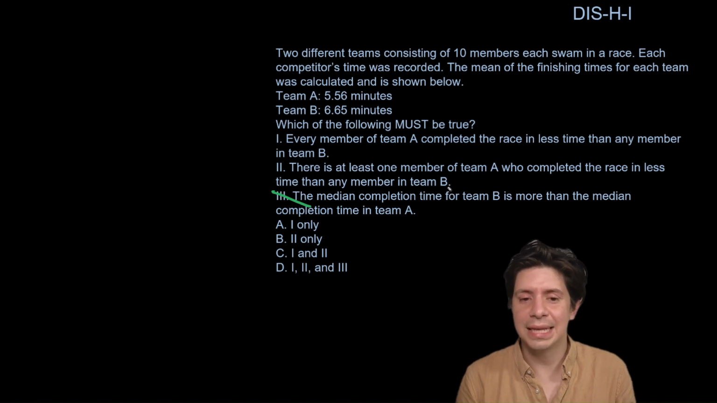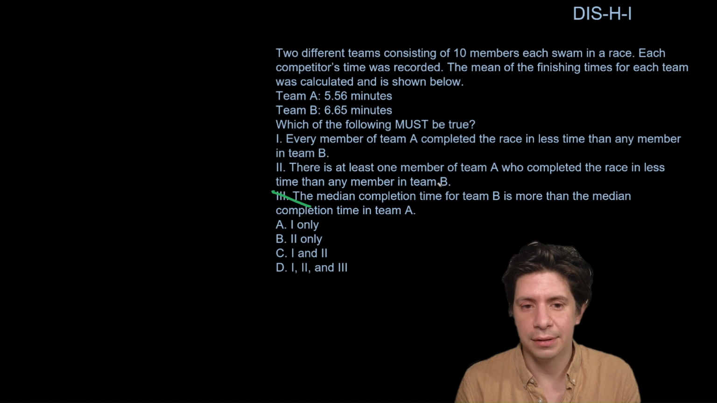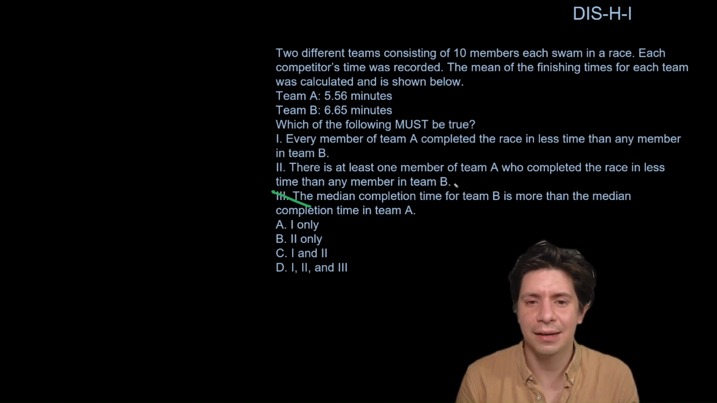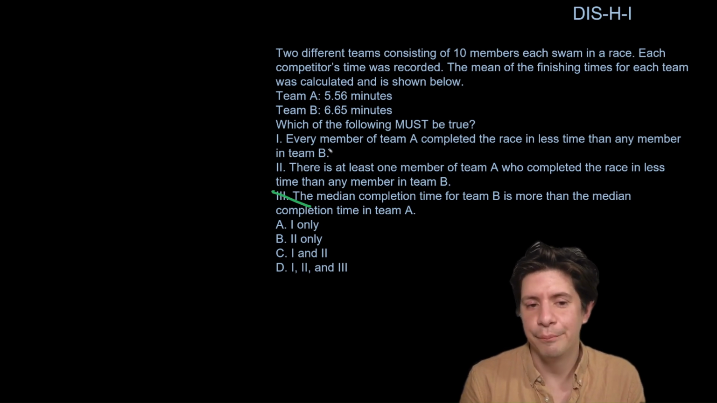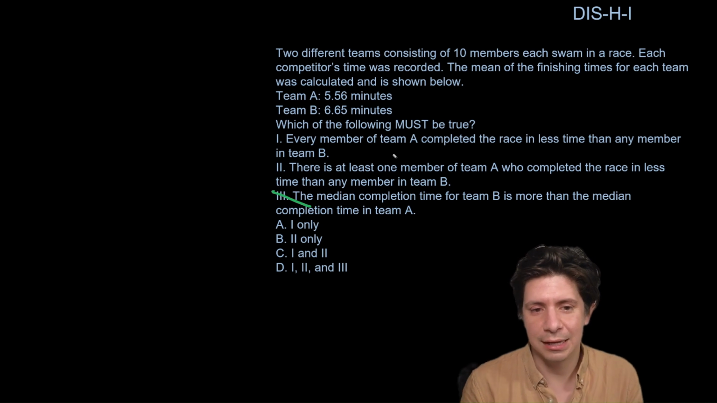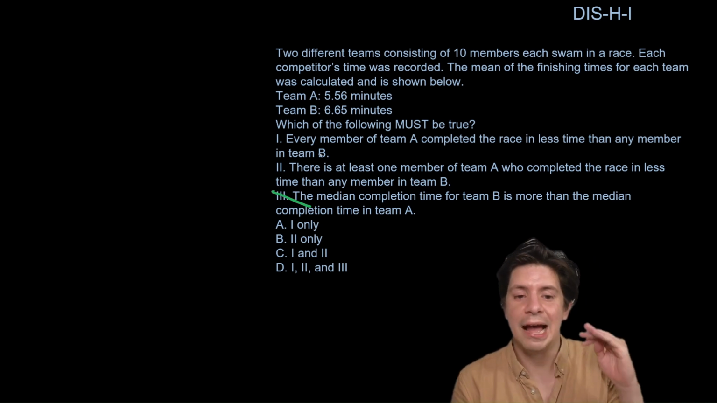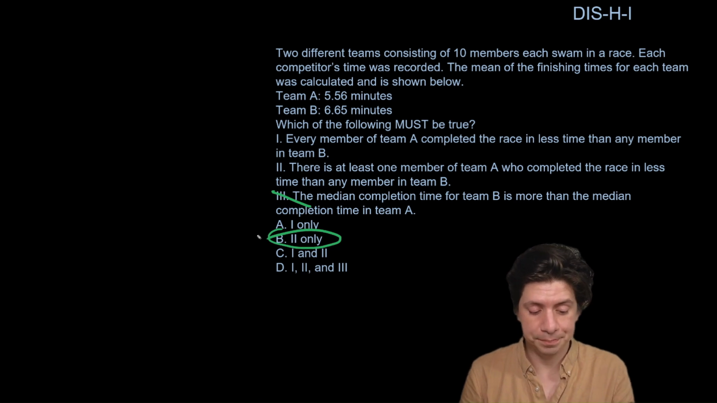Okay, so what this is saying is that at least someone in Team A beat someone in Team B. And that has to be true, because if no one in Team A beat anyone in Team B, how the heck would they have a faster finishing time? So 2 is true. And then 1, if every member of Team A completed the race in less time. That's not necessarily true. Just the average time, but not that everyone did it. So it's going to be B as in boy.